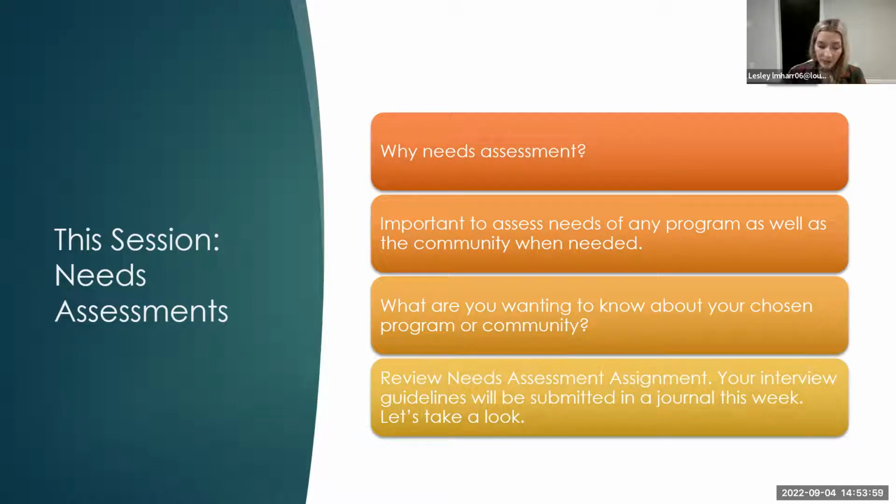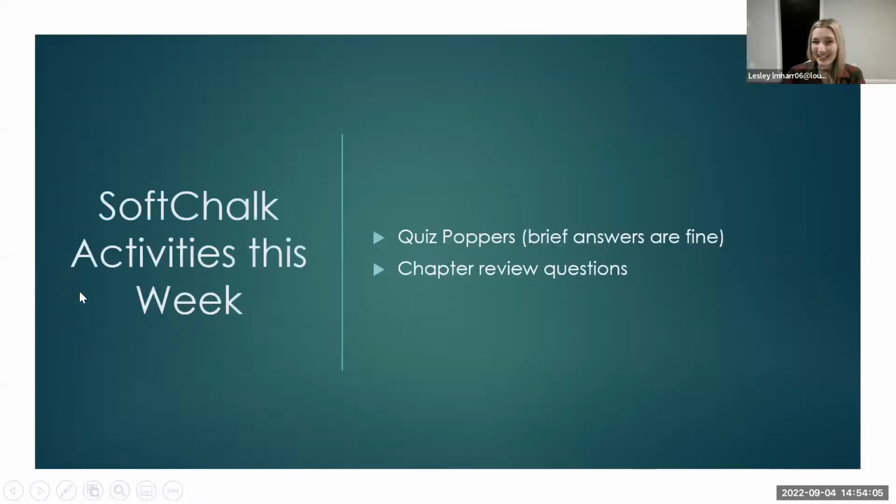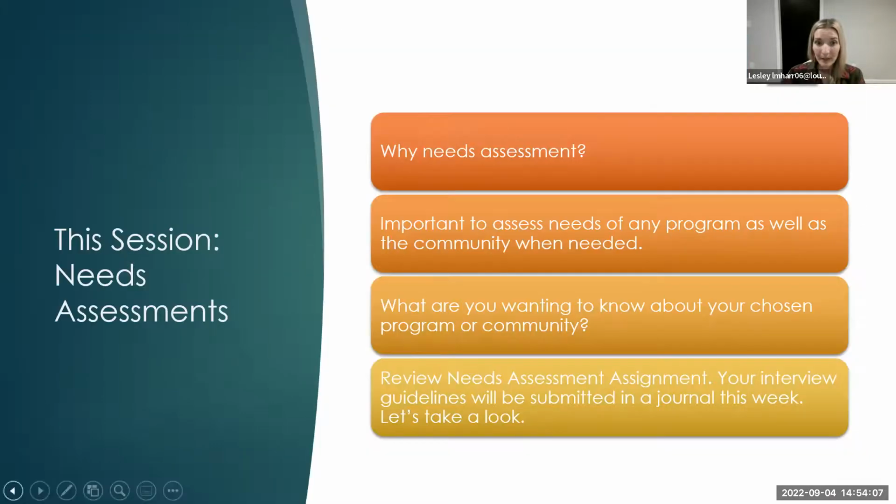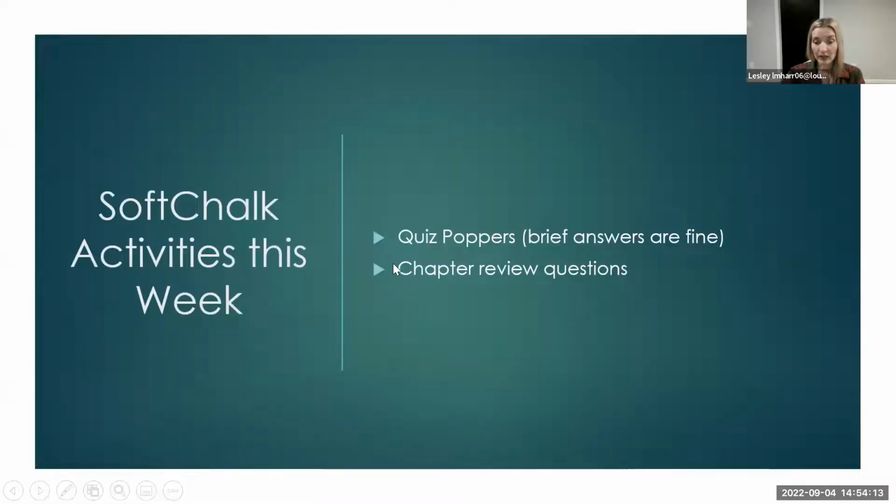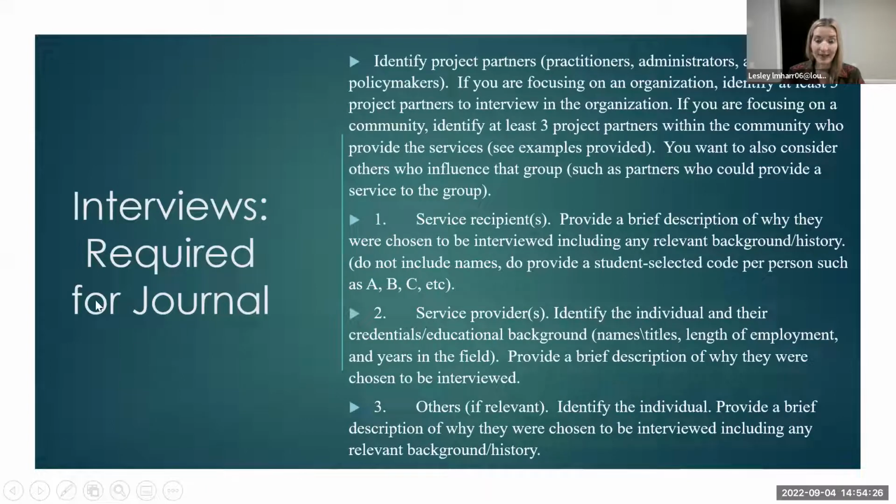So our first step in doing a needs assessment is actually developing an interview guide. Sometimes it's also known as an interview schedule. This week's SoftChalk is really going to help us understand not only needs assessment, but also kind of aim us at what kinds of questions we need to ask in order to adequately assess needs.